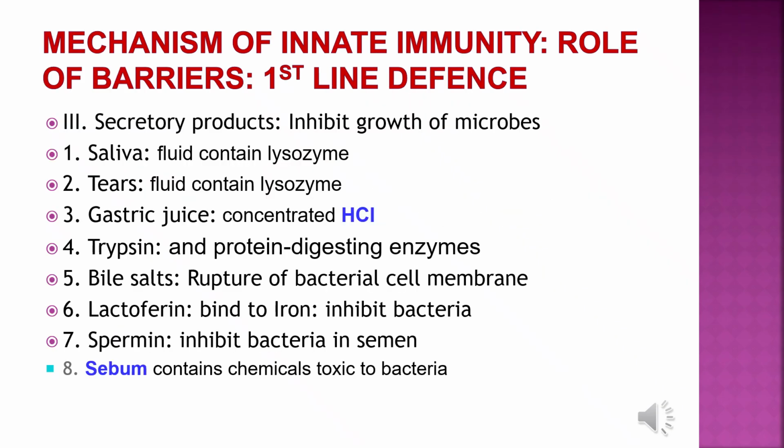Secretory products inhibit growth of microorganisms. A few examples: in saliva and tears it is lysozyme, in gastric juice it is HCl, and trypsin and protein-digesting enzymes are present in intestinal juice. Then bile salts rupture the bacterial cell membrane and thus kill the microorganisms. Lactoferrin binds to iron and inhibits bacteria. Spermine inhibits bacteria in semen. Sebum contains chemical toxins to kill bacteria.